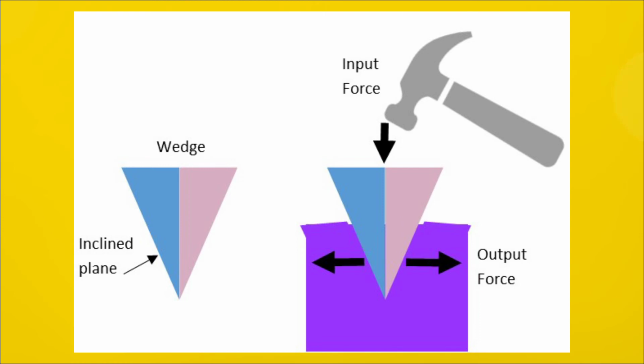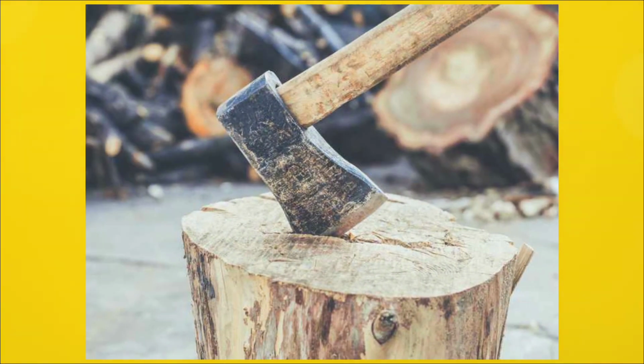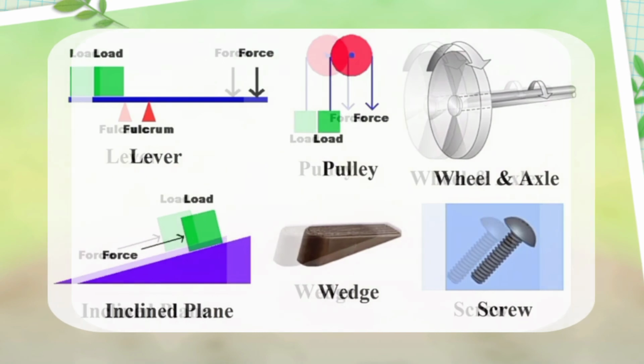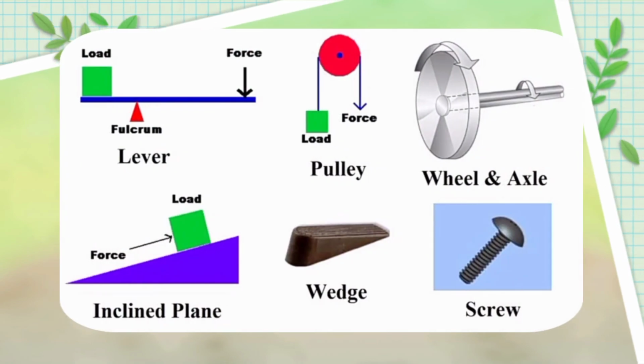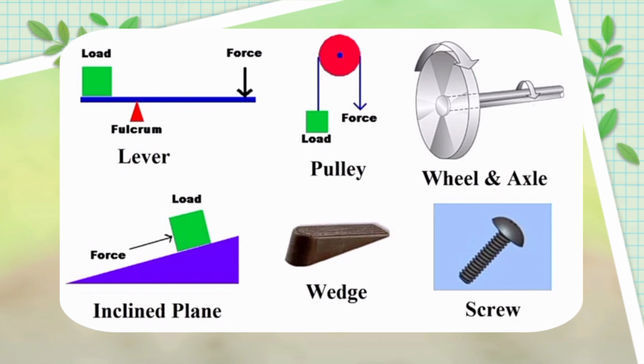Next is wedge. A wedge has at least one inclined plane ending in a sharp edge. This sharp edge helps to cut things. A good example is an axe with which we cut wood. So students, here we have completed all 6 simple machines. Hope you must have understood this topic.